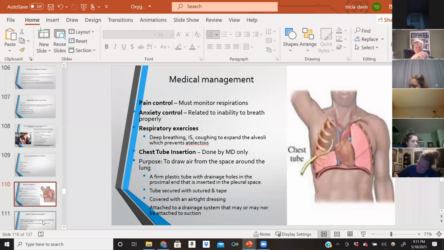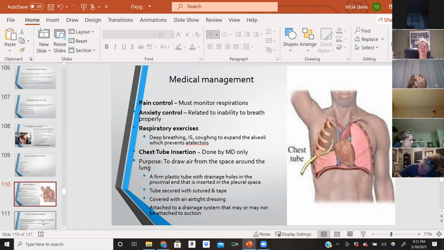So how do we medically manage pneumothoraxes? We want to monitor their pain. It's very painful, but we also want to monitor their respirations. How quickly are they breathing? We don't want to decrease their respirations by giving them pain medicines, so we have to be careful. We're going to want to control their anxiety because it's related to that inability to breathe. They panic, which causes them to breathe even more and have even more anxiety. It's kind of like a cyclic circle.